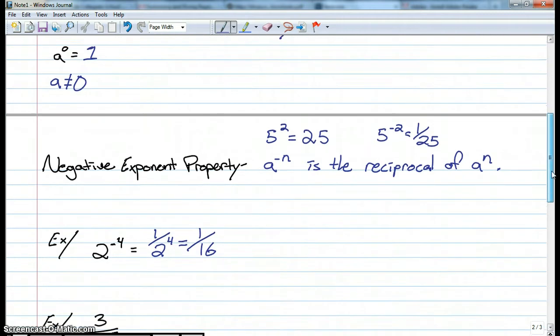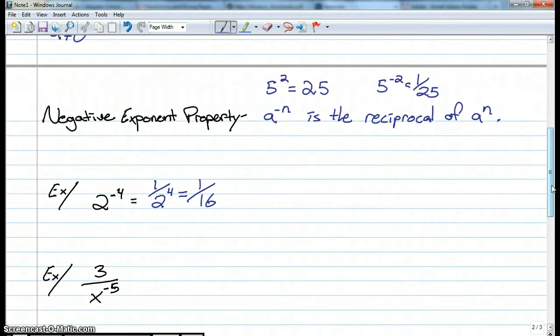Next example, negative exponents. This one's a little bit different. We have 3 divided by x to the negative 5th. So in this case, our x to the negative 5th is down here in the denominator. And really what that tells us is we need to move x to the negative 5th up to the numerator. We'd write the reciprocal of it.